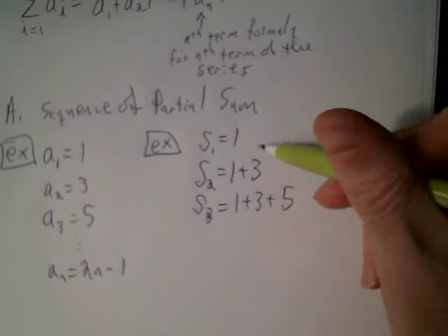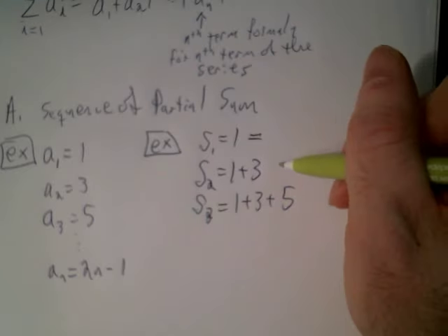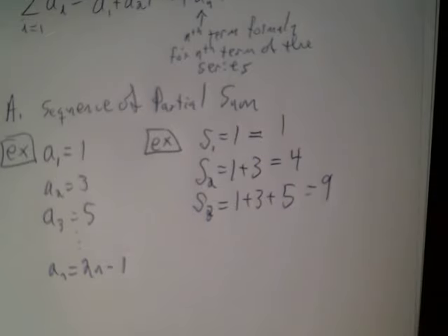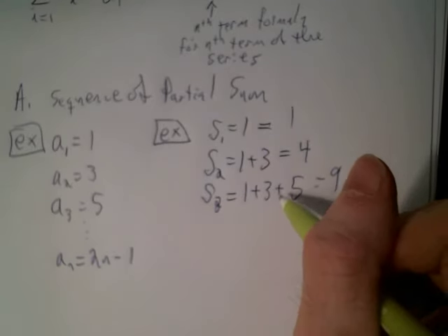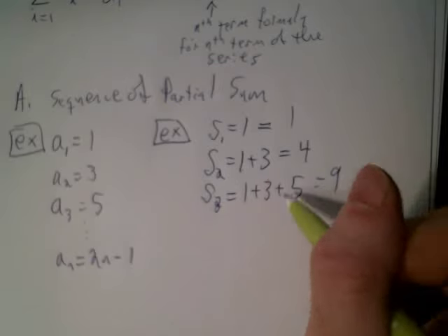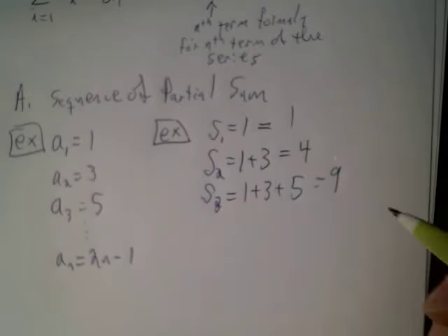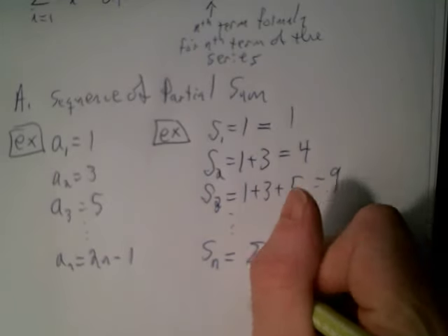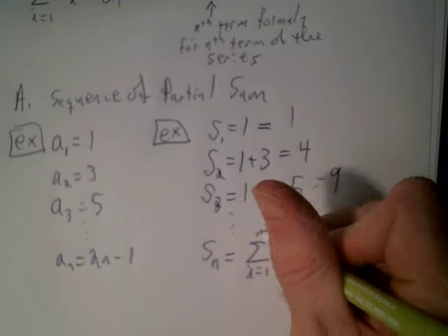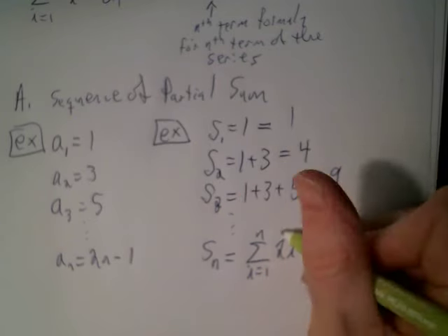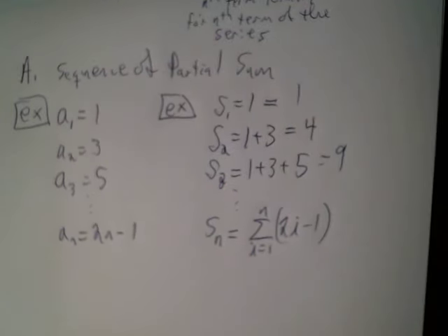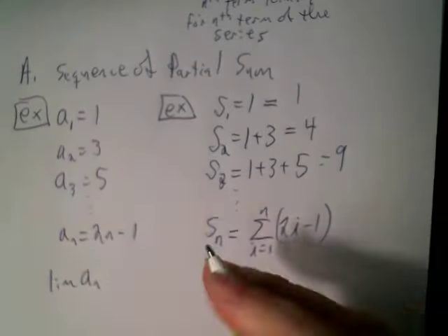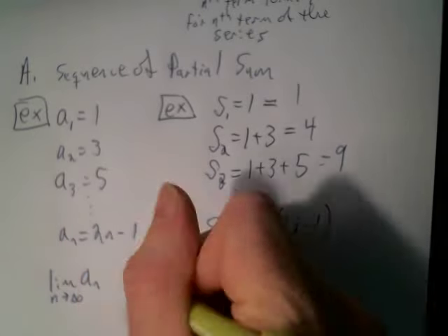Okay. So each one of these has its own sequence value. This is 1, this is 4, this is 9. But the terms of the sum are given by the sequence formula a sub n over here. So on and on until s sub n, which would equal the sum from i equals 1 to n of 2i minus 1. Just like before, we'll be worried about finding the limits of these nth term formulas.